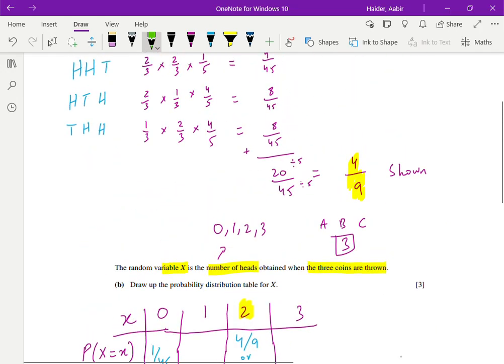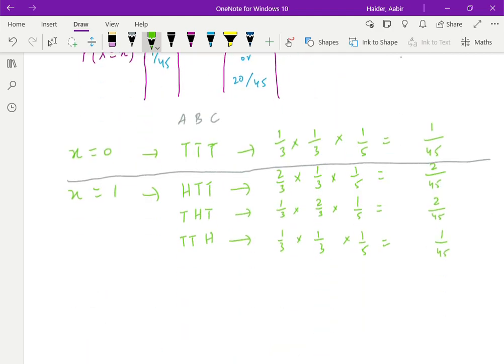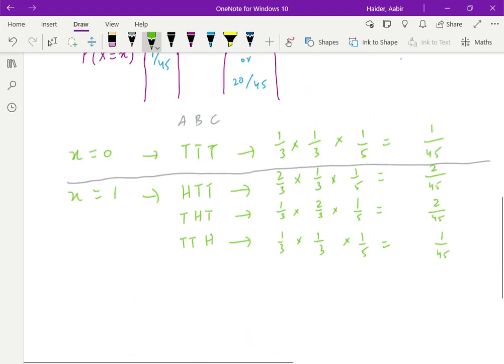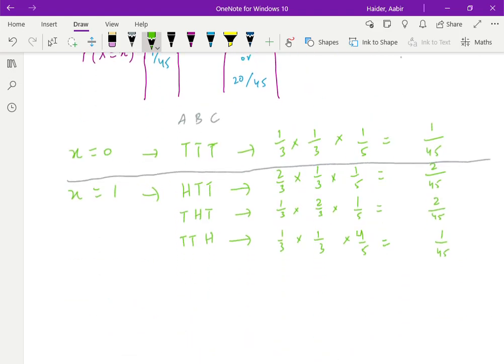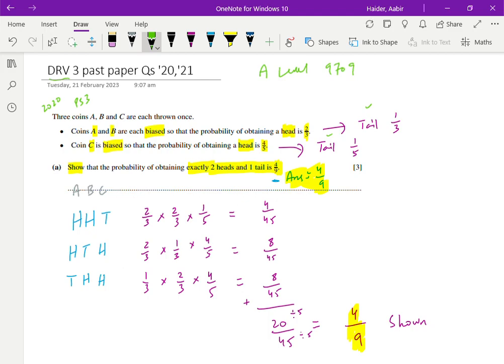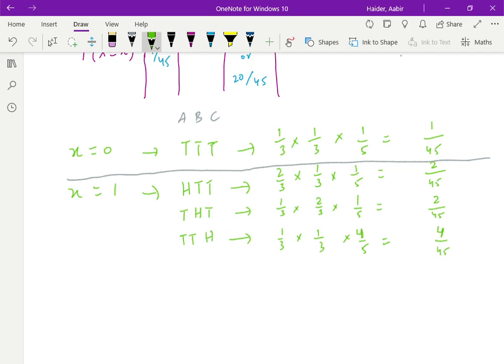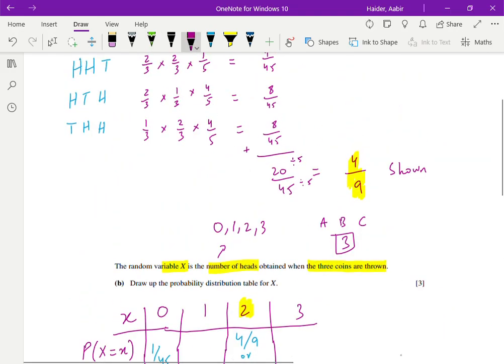And the head here I think is 4 over 5. It's not 1 over 5, sorry, my mistake. This is 4 over 5. As you can see, this head right here is 4 over 5 for C. So this should be 4. And now when I add these up, I can add only the numerators: 2 plus 2 plus 4, that should give me 8 over 45. That I can write in the column for 1. So 8 over 45.